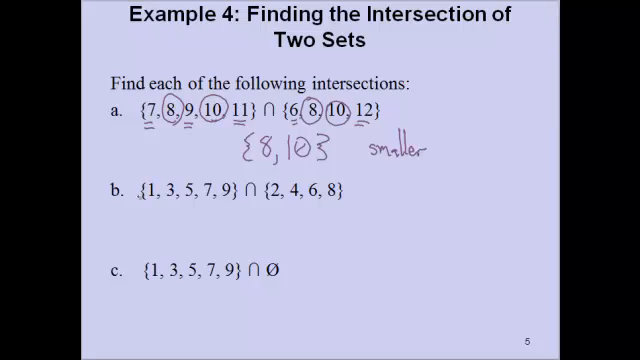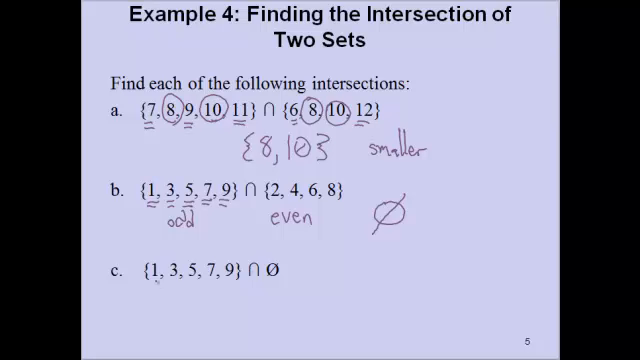Alright, so what about this one? Okay, so 1 is here, but not over here. 3 is here, but not over here. 5 is here, but not over here. 7 is here, but not over here. 9 is here, but not over here. Oh, well, if you look, these are all odd numbers, right? And these are all even numbers, and so there's no overlap. And so this is going to be the empty set. There are no elements in either one, and that certainly is smaller.